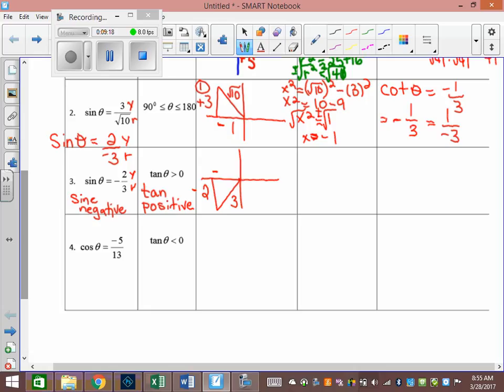I need to solve for x again. So x squared equals r squared minus y squared. X squared equals 9 minus 4. X squared equals 5. Square root, plus or minus. And because it's over there, x has to be negative root 5.